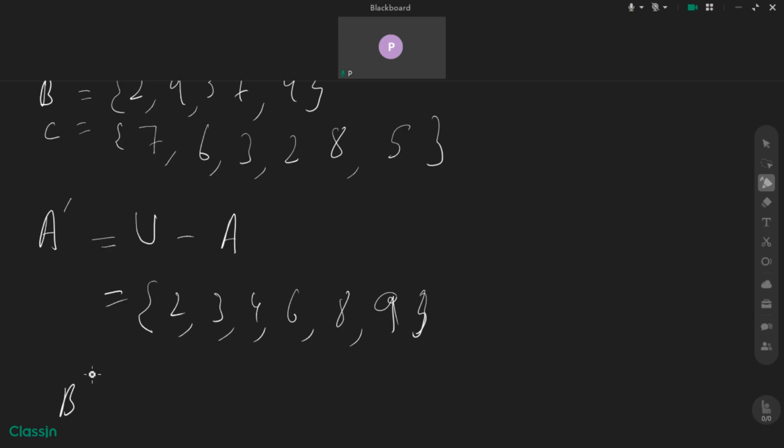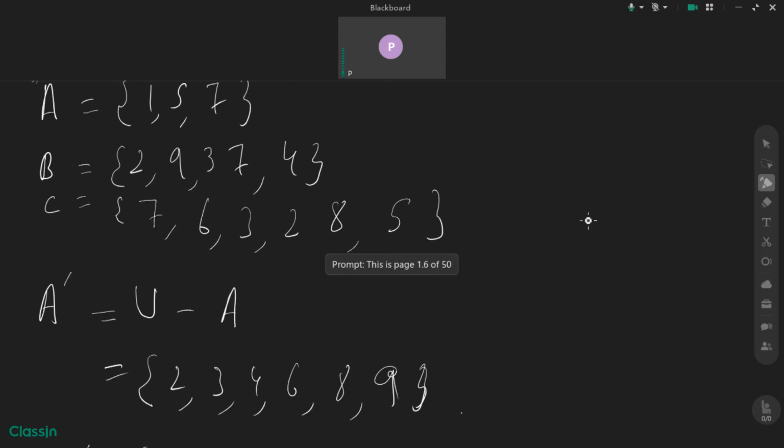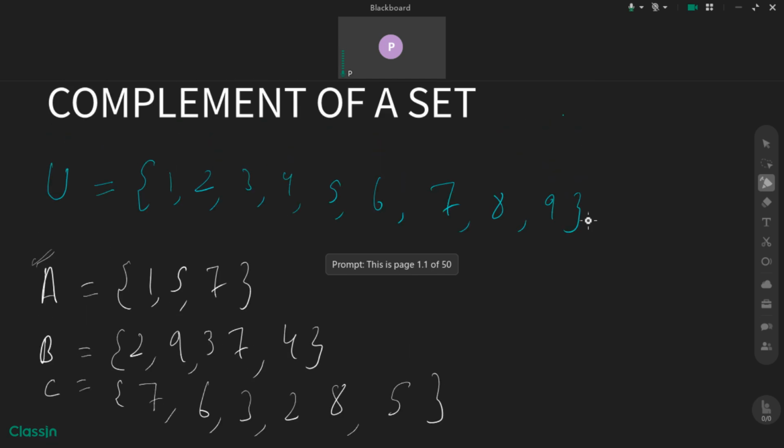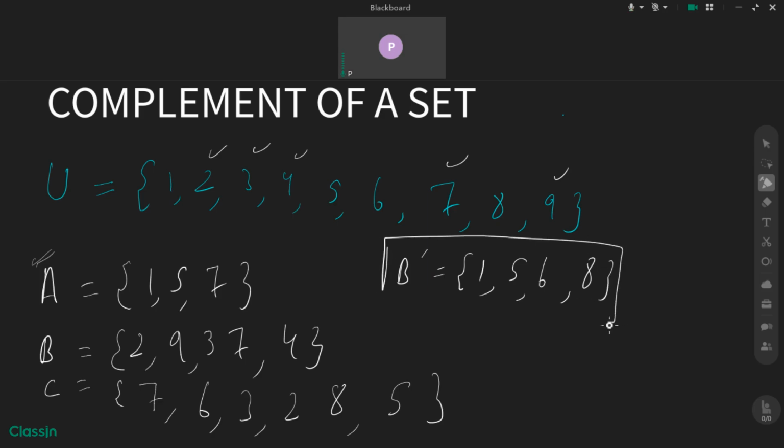Let us find B complement. B complement similarly will be universal set minus B. B is 2, 9, 3, 7, 4. We have to subtract 2, 9, 3, 7, and 4 from the universal set. So B complement will be equal to, we are left with 1, 5, 6, 8. So this will be the B complement. Similarly, we can find C complement or any other complement of a subset of the given universal set. So this is about the complement.